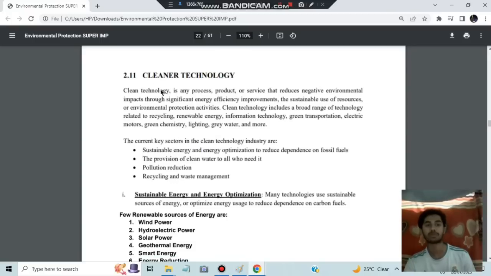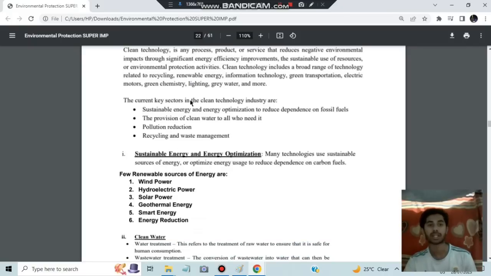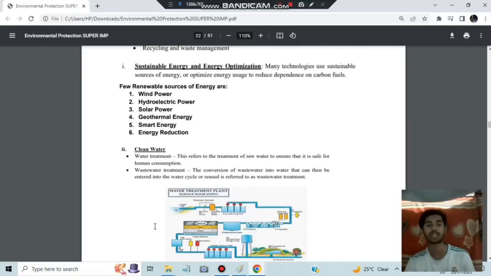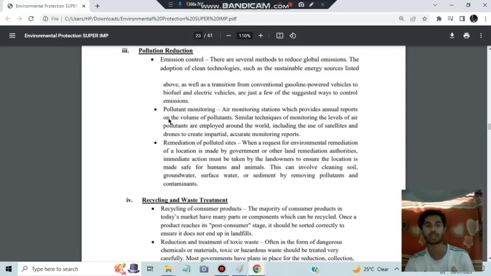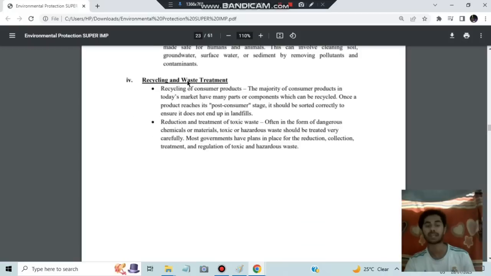And cleaner technology means any process, product, or service that reduces negative environmental impacts. What reduces negative environmental impact and harm to the environment is called clean technology. Okay, and the current key sectors are given here. For getting a cleaner technology, you can use renewable sources of energy, or clean water, or you can do pollution reduction through the following concepts: emission control, pollution monitoring, remediation of polluted sites, recycling, and waste treatment.